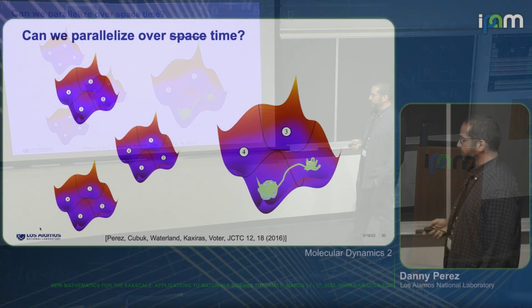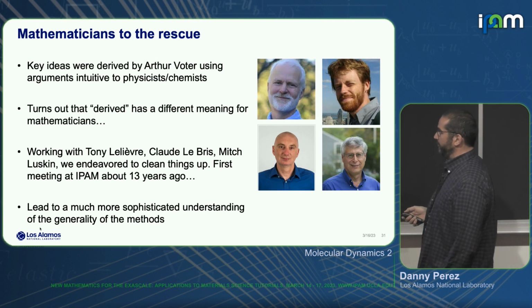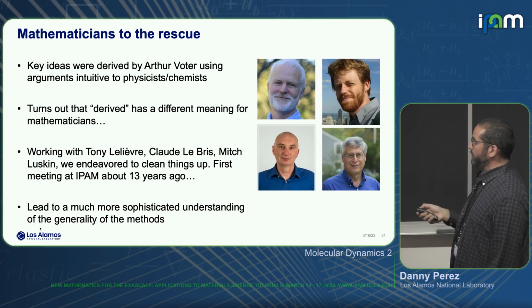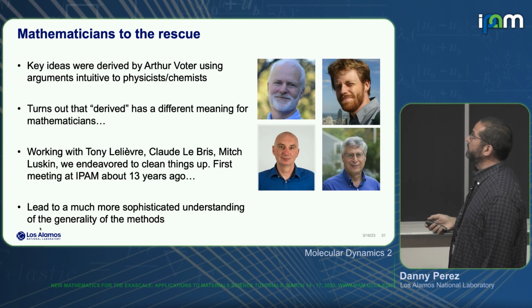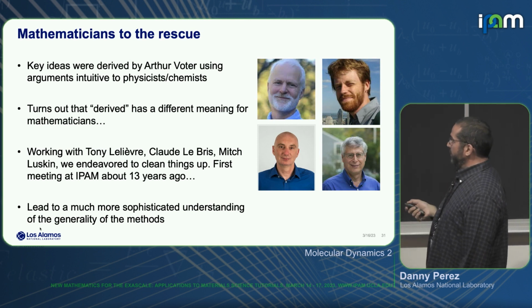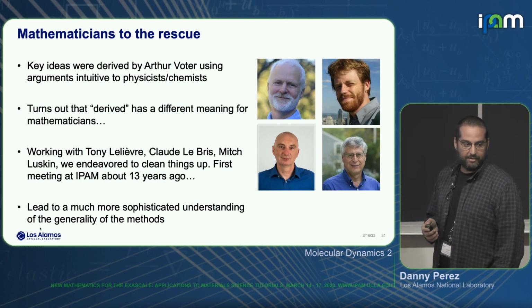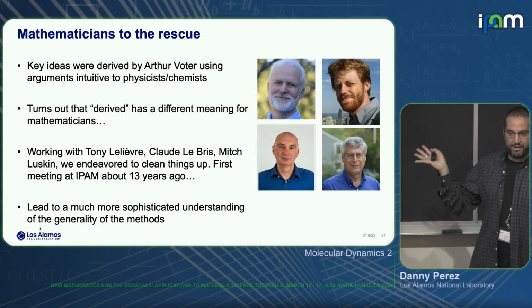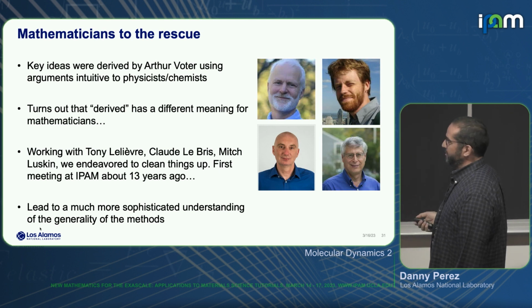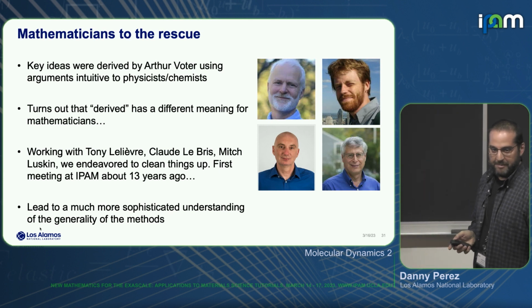Okay, so I'll just do a quick aside that these ideas are pretty old. It's kind of a new version of old ideas that were introduced by Art Voter almost in '98, I guess, a long time ago. And Art is a chemist, and that was really derived the way physicists and chemists derive things, in a way that I was fully content with, and I thought, wow, this is bulletproof. But when you sit down with mathematicians and tell them how bulletproof that is, it turns out they're not convinced by what you're telling them.